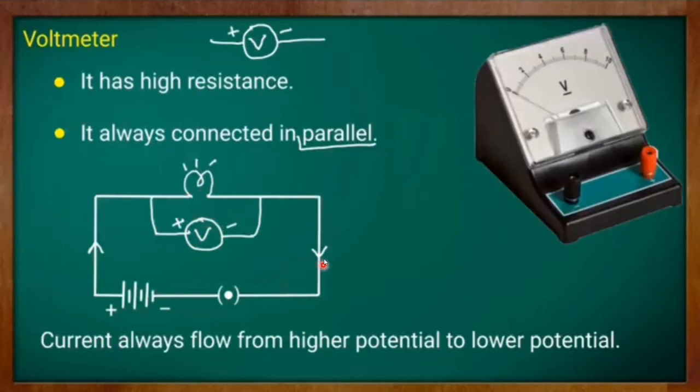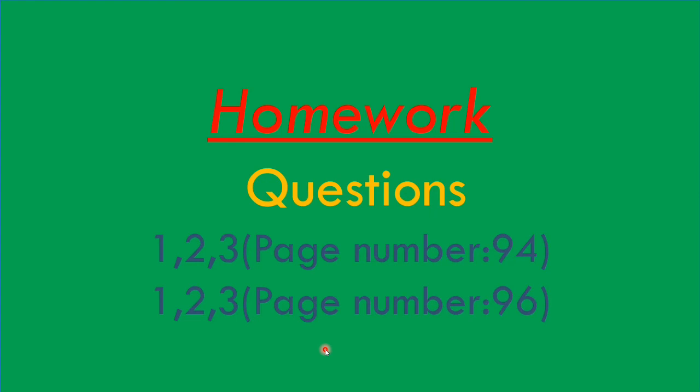If we take a simple circuit having a cell, plug key and a bulb, remember the voltmeter is connected parallel to the bulb. Here the positive end of the battery is connected to the positive end of the voltmeter, and the negative end of the battery is connected to the negative end of the voltmeter. Then remember, current always flows from higher potential to lower potential, as I've said with the example of a beaker. I hope you have understood all the concepts I have dealt with today, children.